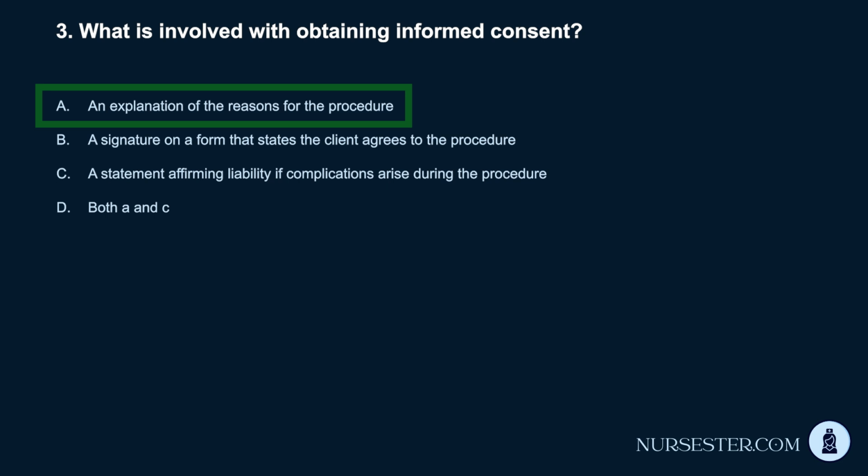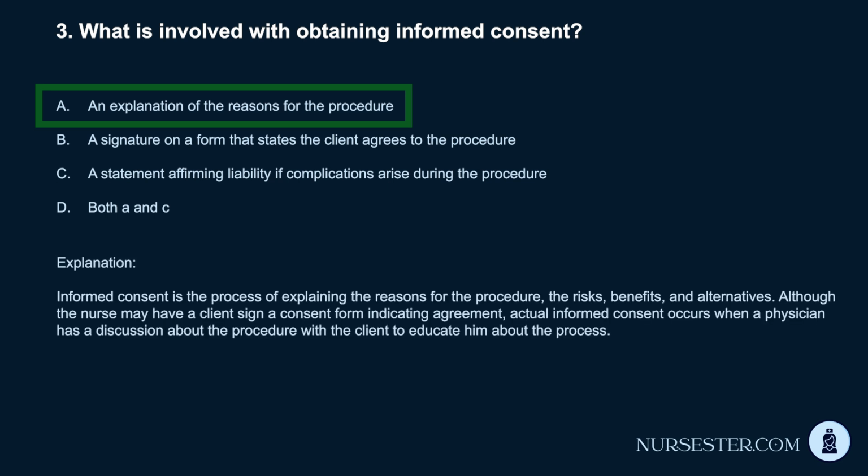Correct answer: A. An explanation of the reasons for the procedure. Informed consent is the process of explaining the reasons for the procedure, the risks, benefits, and alternatives. Although the nurse may have a client sign a consent form indicating agreement, actual informed consent occurs when a physician has a discussion about the procedure with the client to educate him about the process.